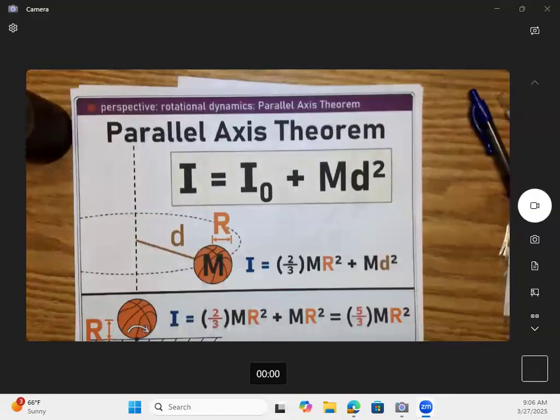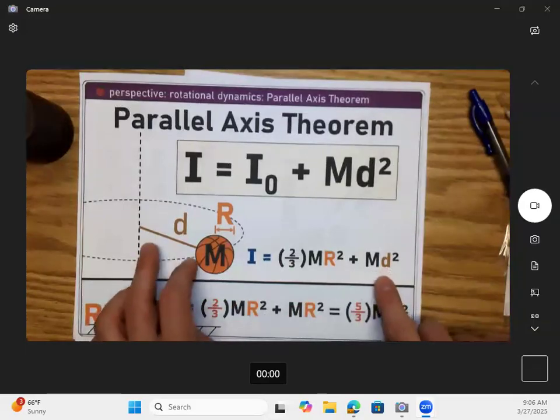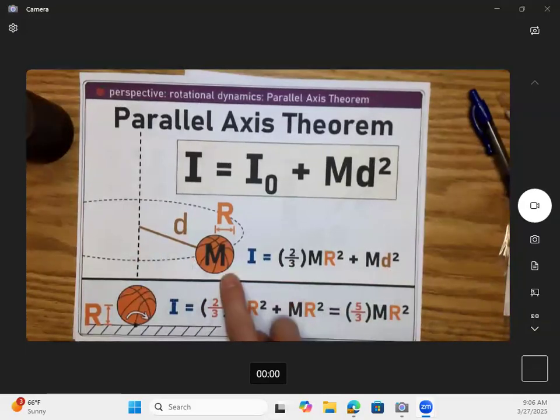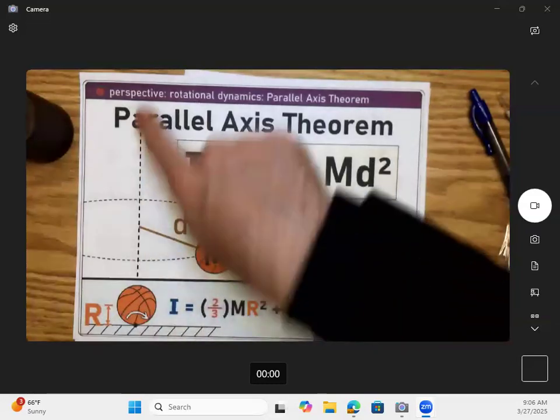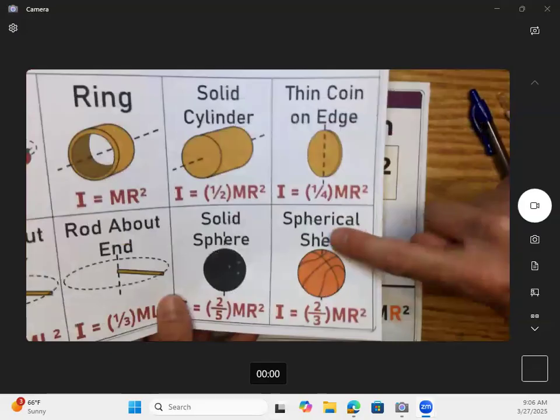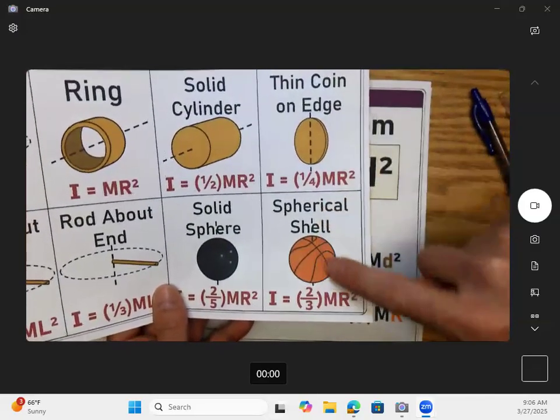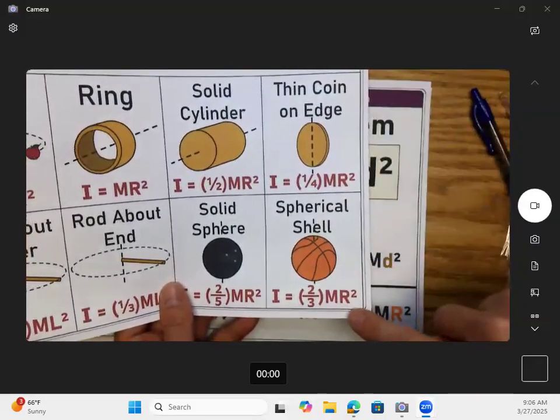So you guys ready for the next one? What if something's rotating not about one of those defined axes from that table? Well, you can start with the value off the table, and then you add m d squared, where d is the offset distance. So here I've got this basketball orbiting around an axis that's parallel to its own central axis. Here's the axis on the table, and if you have the basketball spinning on your finger, the associated inertia is 2/3 m r squared.